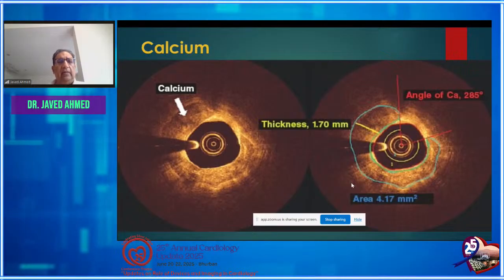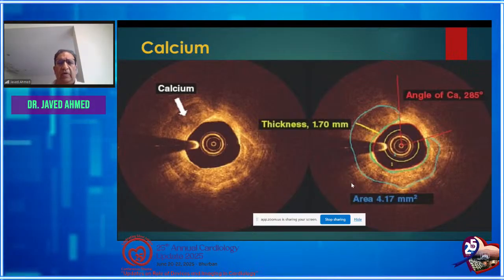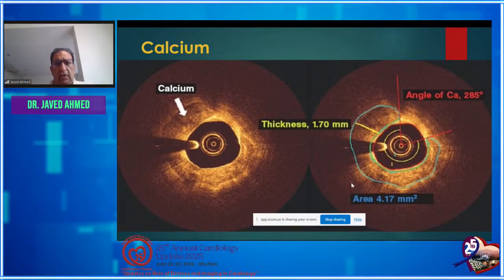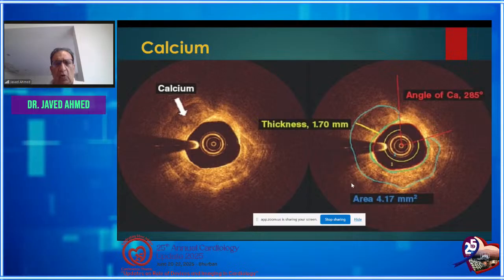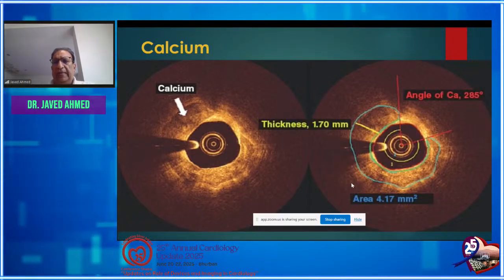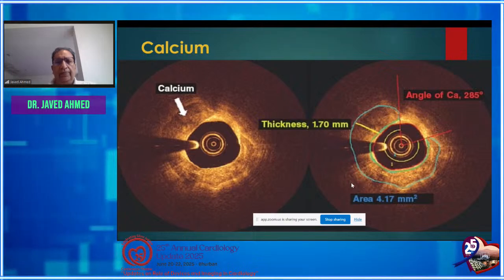And this is an example of what the calcium looks like on OCT, and this is a picture of a sphere calcium with an arc of at least more than 300.